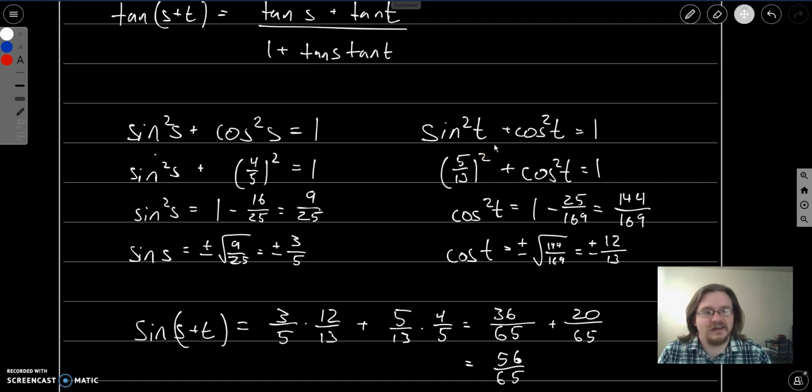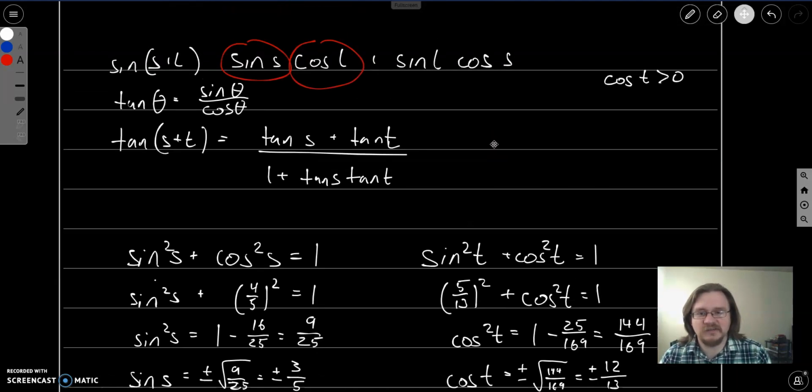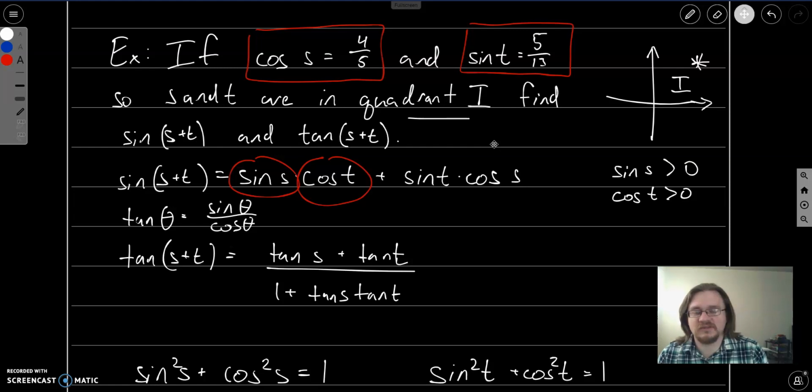Hello and welcome back. Let's finish up this last question where we were told that the cosine and sine of a couple of angles were. We were told where they are, both in quadrant 1, and then we were asked to find the sine of the sum of the angles and the tangent of the sum of the angles. So we have formulas for the sine of a sum of angles and the tangent of a sum of angles. So it just comes down to finding the right ingredients to plug in.